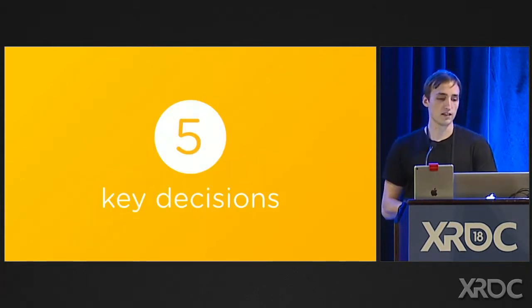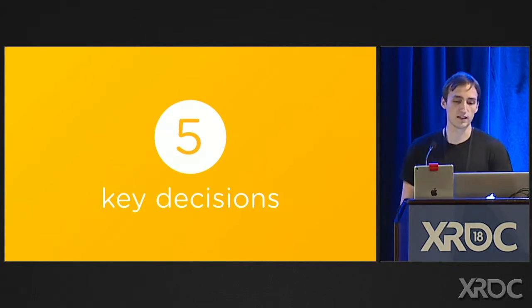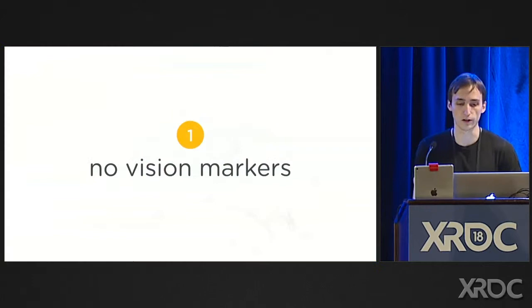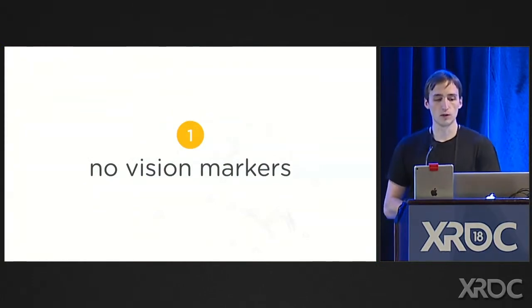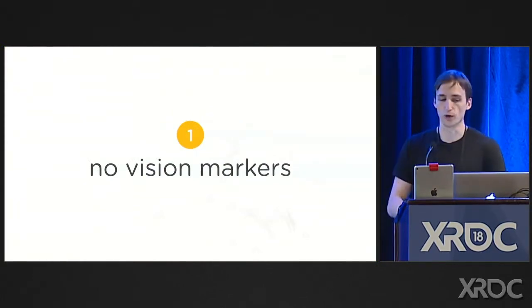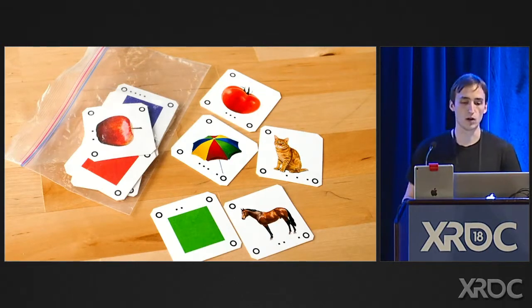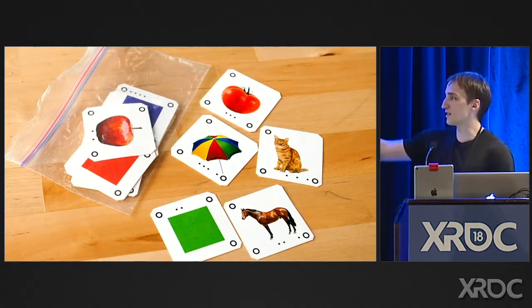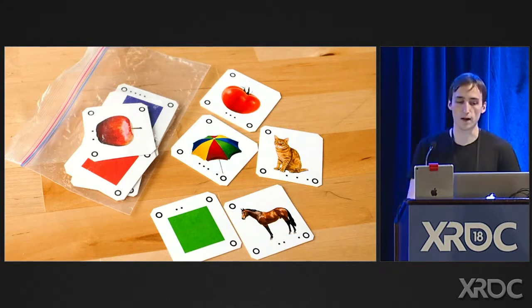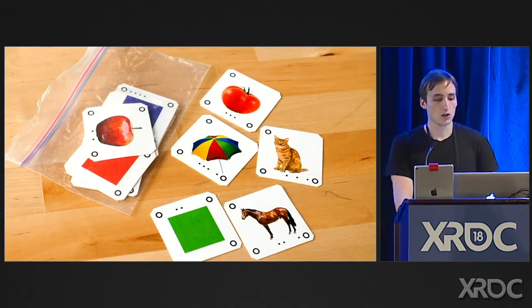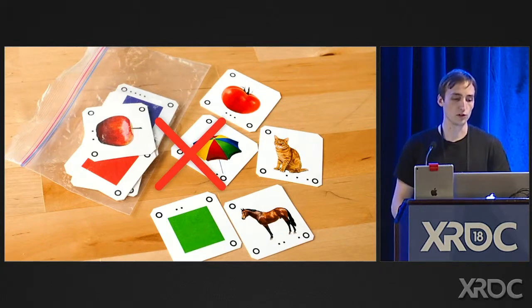From here, the founders made 5 key design decisions that, looking back, I believe made Osmo a much more successful product. The first one was to remove the vision markers on the hardware. As I've just shown, these were the first tiles from Osmo, and as you can see, there are all these small QR codes on the tiles. So the team worked super hard to try to remove these.